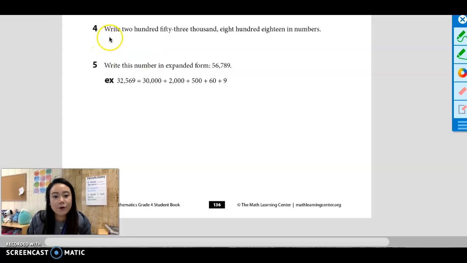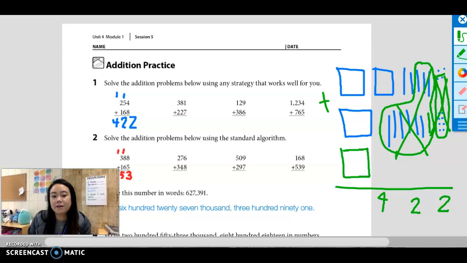Moving on. Number 4, write 253,818 in words. 253,000. Oh, I heard the 1,000 words. I'm going to do a little comma. 818. There you go. Expand this. I'm going to let you do that one on your own. I feel like you got that.